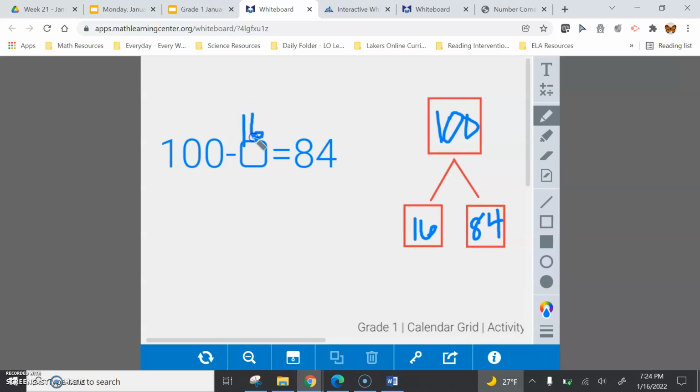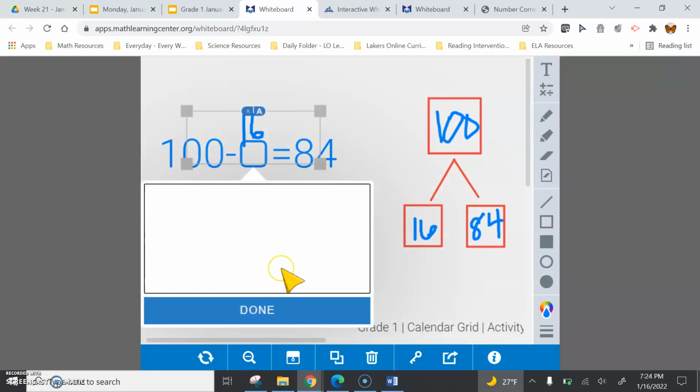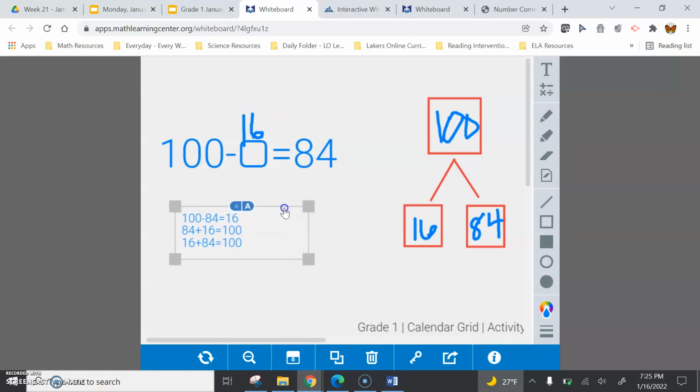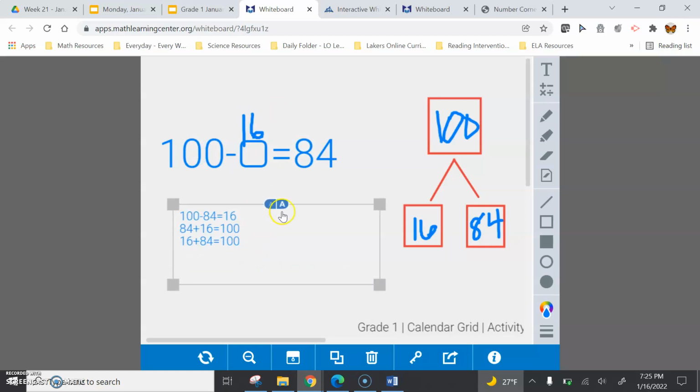With that information, maybe we can finish writing out the other facts for this fact family. So if we know 100 minus 16 equals 84, then 100 minus 84 would equal 16. We just did the turnaround fact. Then we're going to do the two addition facts, which is 84 plus 16 equals 100, and 16 plus 84 equals 100. Again, taking what we have been talking about to help us think of those math equations.